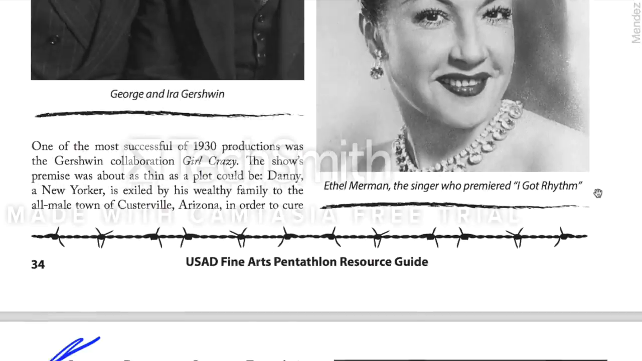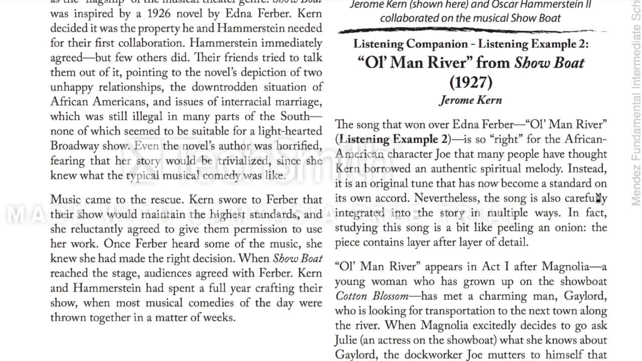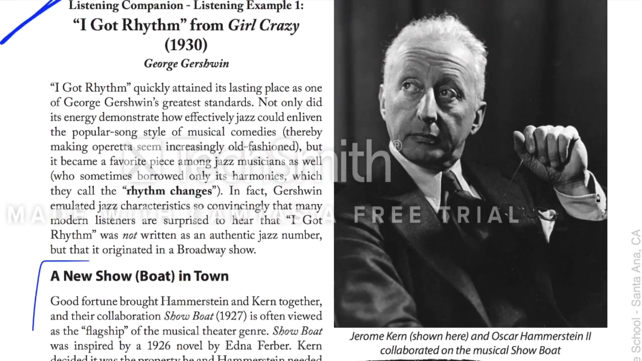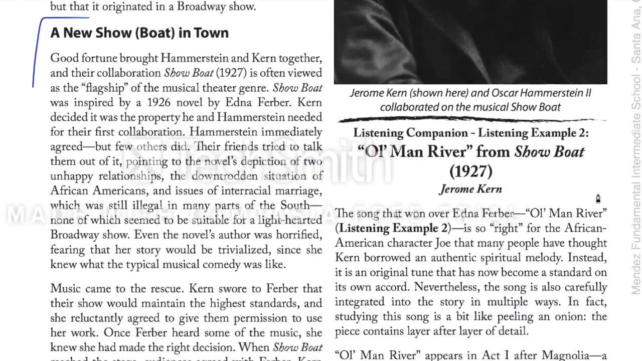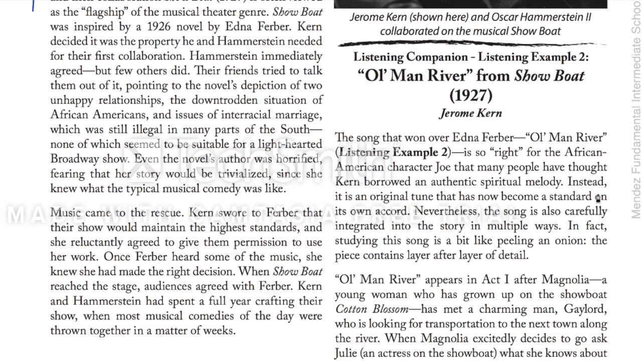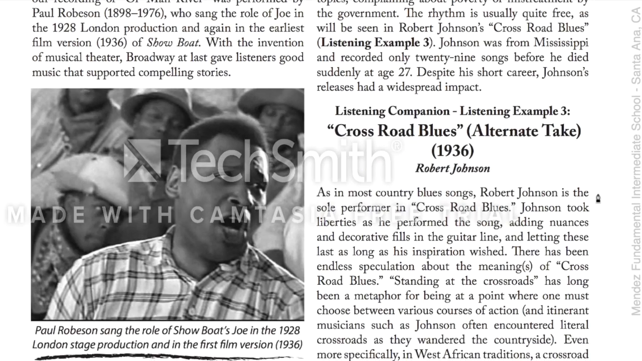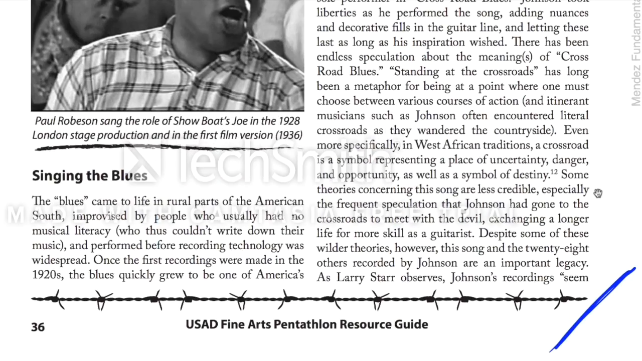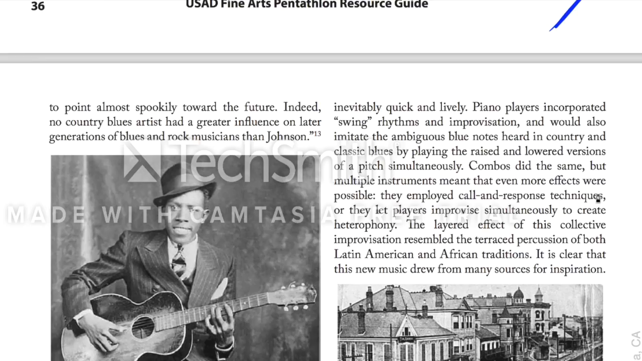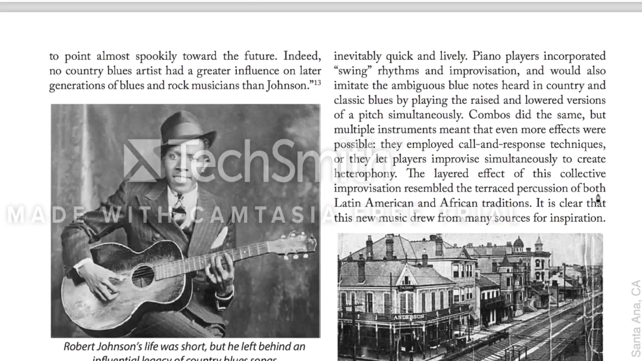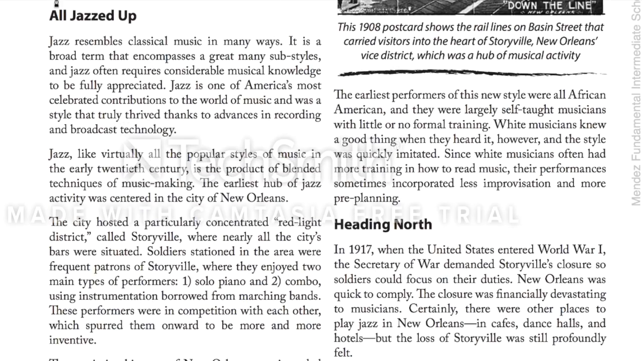We are not going to talk about the next page because we already discussed the song in detail. We already listened to it. We're not going to talk about listening example 2, which is Old Man River, because we already discussed that as well. And we are also not going to listen to example 3 here. So we're just going to skip right ahead and go to page 37 with All Jazzed Up, right?